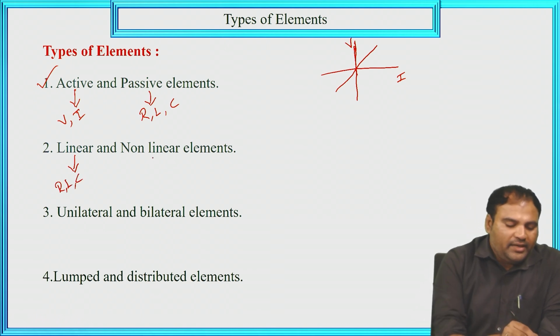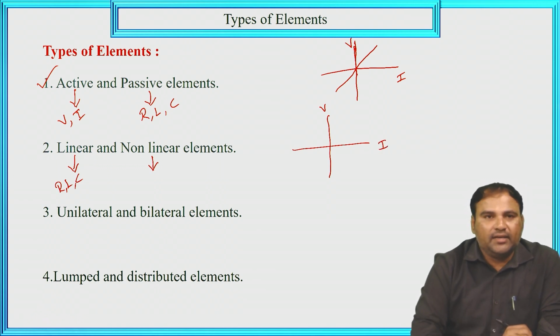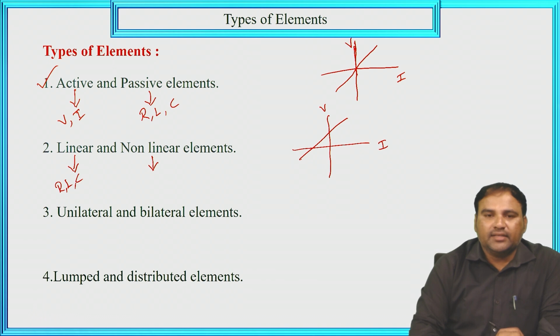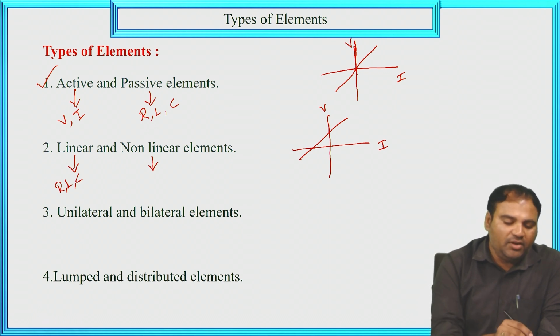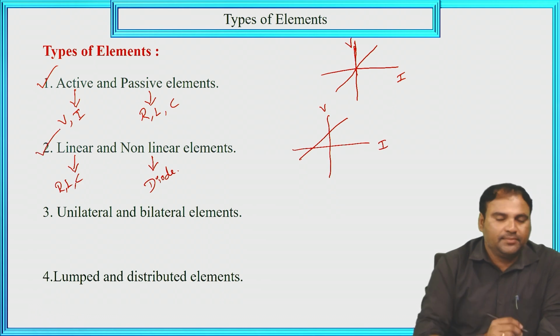Now non-linear elements. Here also I am taking one graph, voltage and current. In voltage and current characteristics, these types of elements do not pass through the origin and do not satisfy the superposition theorem principle. We can call it a non-linear element. An example for the non-linear elements is the diode. Okay, so linear and non-linear elements.